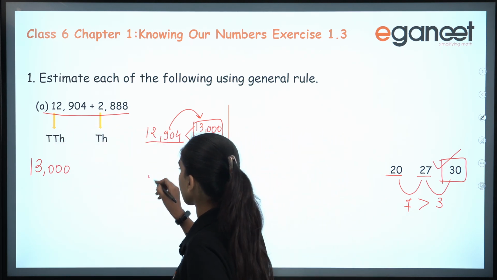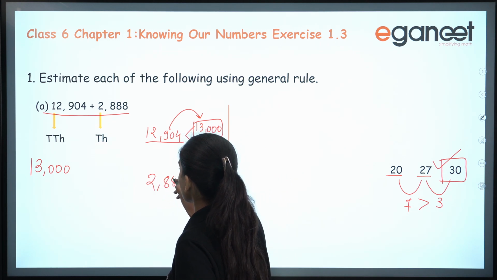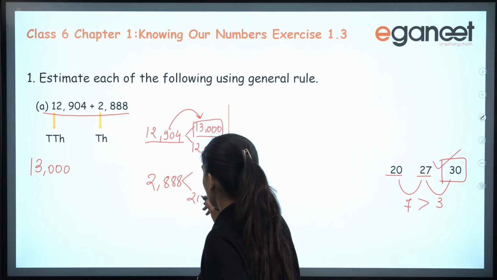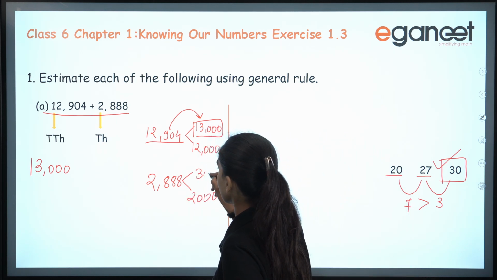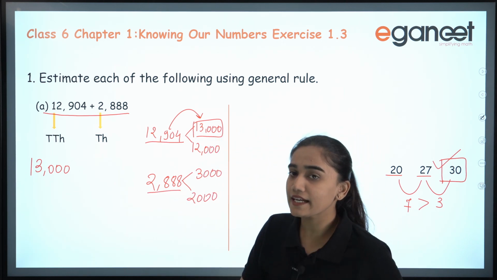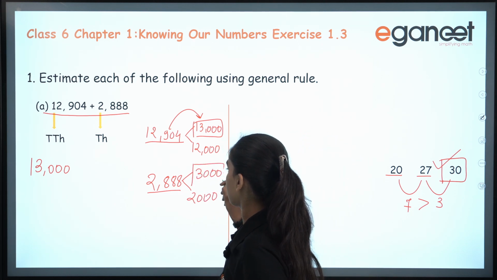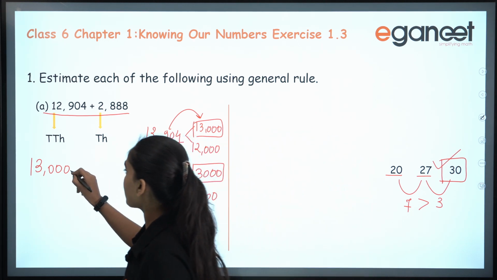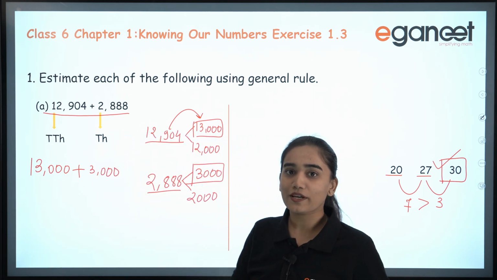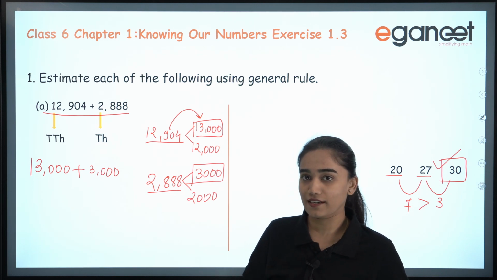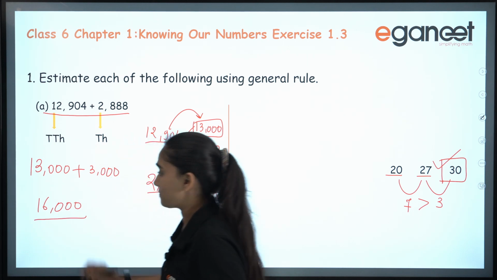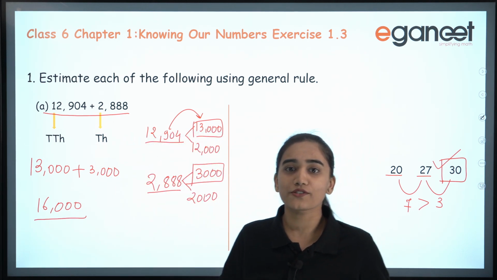Similarly, we will round off the second number, that is 2,888. So, which are the two options? One is 2,000 and the other one is 3,000. Clearly, 2,888 is nearer to, correct, 3,000. Now, it is very easy to add 13,000 and 3,000. You can definitely add the two given numbers orally. So what will be the answer? Correct? 16,000. I hope you are very clear with the concept of rounding off.